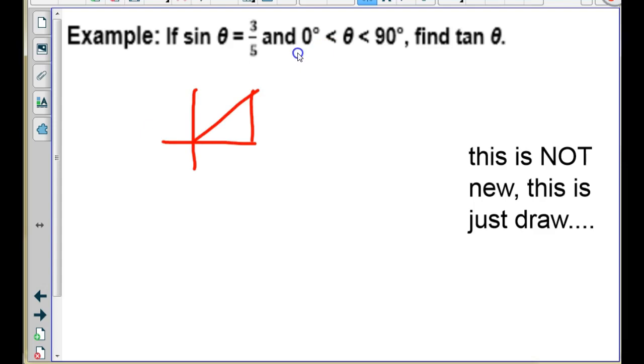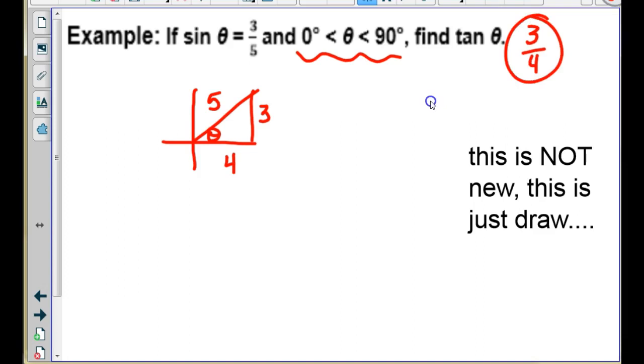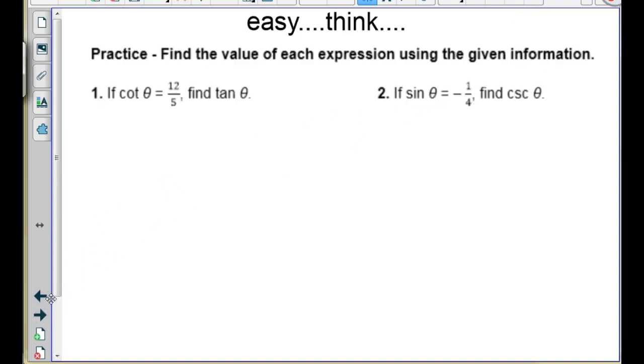I would just draw. This means it's in quadrant 1. Sine is opposite over hypotenuse. If I had to, I would do Pythagorean theorem and get what here, guys? 4? Yes. 5 squared minus 3 squared. And then it says find the tangent. So the tangent would be opposite over adjacent or y over x. And I'd be done. These two are ridiculously easy.